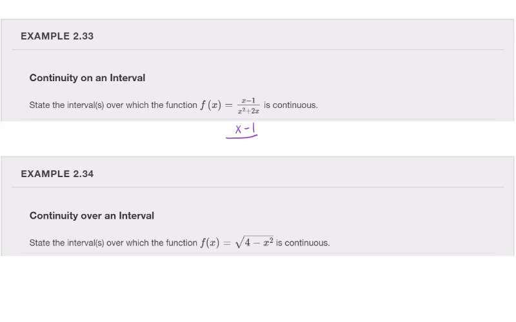Rational functions don't always have a 0 in the bottom. If you had x squared plus 1 in the bottom, that can never be 0, right? Because if you square a number, it'll be positive or at least 0, and if you add 1 to a number that's positive or 0, you're going to get a positive. You're not going to get a 0. So there are denominators that never equal 0.